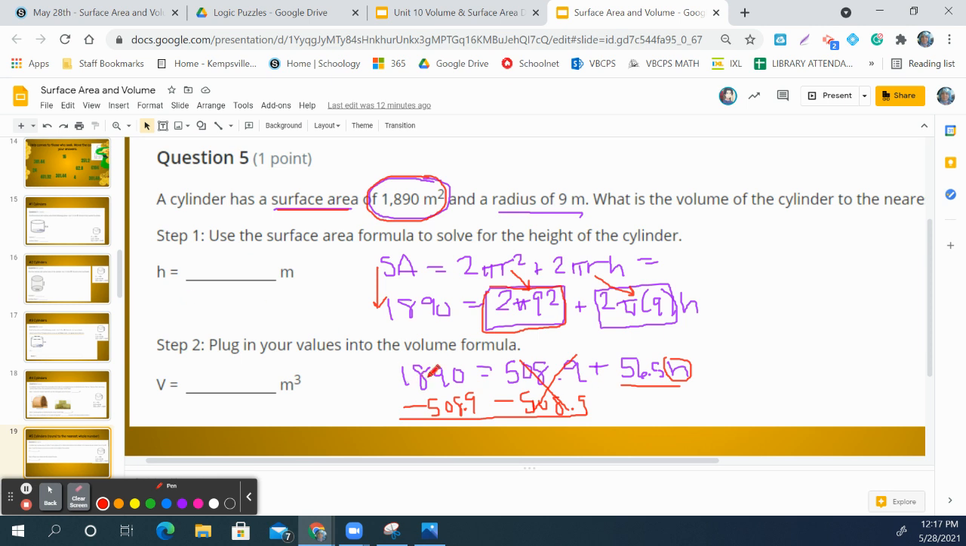It should be 1890 minus 508.9. Get whatever that is. I don't know what that is. And then divide by 56.5. And that's going to equal h. So whatever you get here after you subtract, divide, and find h.